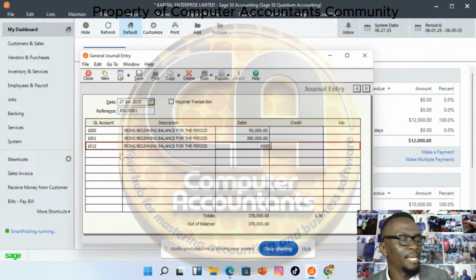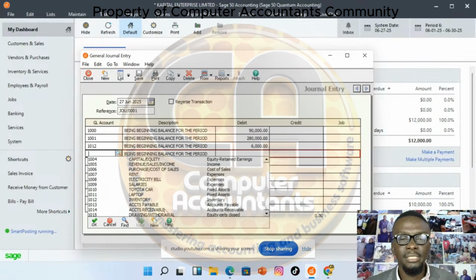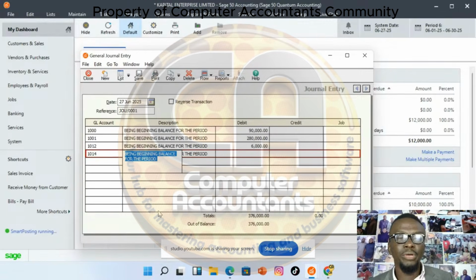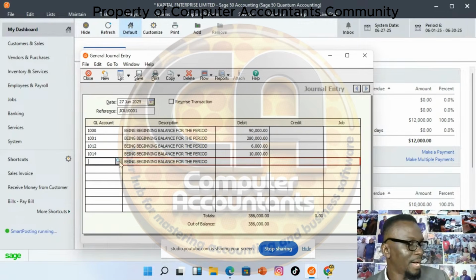Then the next one is account receivable. Account receivable should be down. You scroll down. This is it here. The amount your customers are owing you. So account receivable is 10,000. Then followed by, I think that is it for the assets on the asset side. Okay, so it's giving us a balance of 380,000.